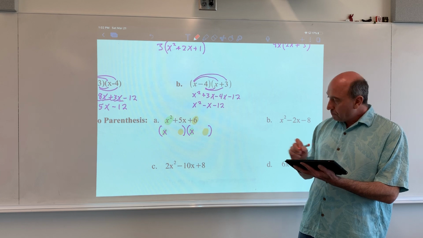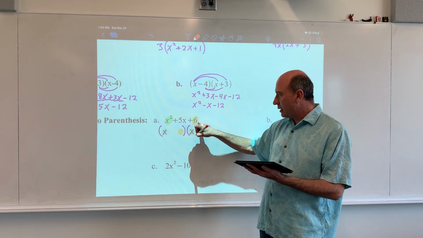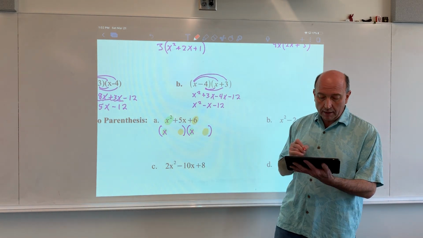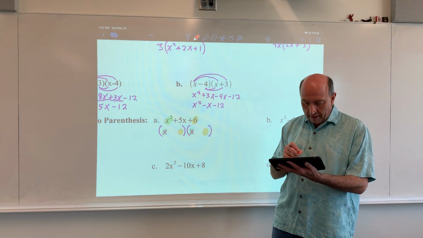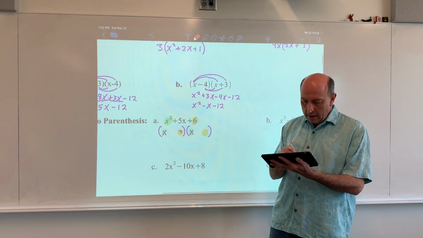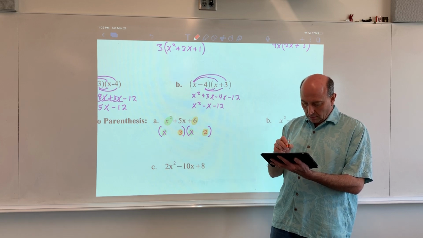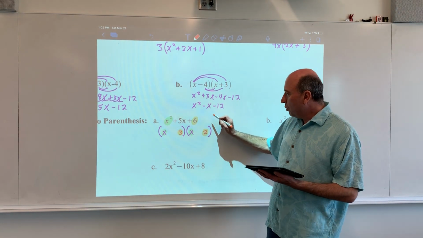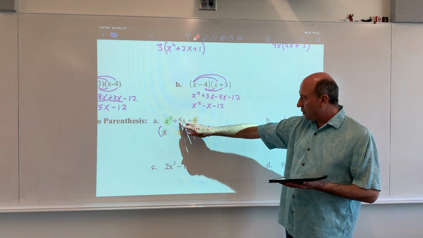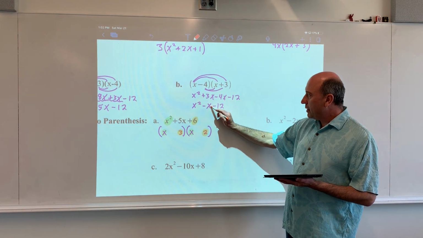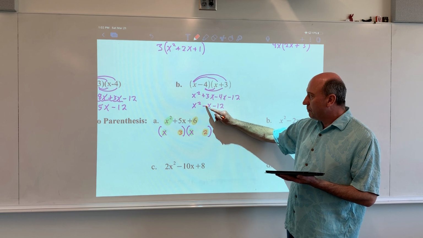All right, 3 times 2 is 6, but so is 6 times 1. You have a choice. I'm going to try 3 times 2 is 6. Now, notice the middle number. In this problem, we have a 5. Up here, we had a negative 1. Where did that come from?